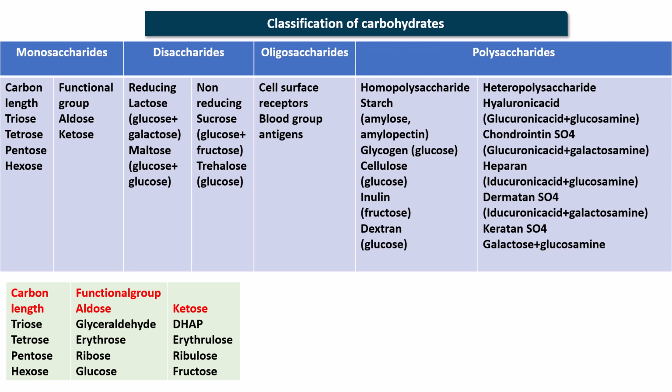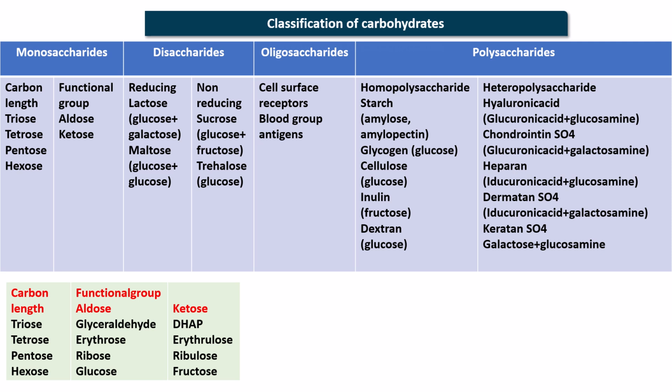Next is dextran made up of glucose with alpha 1,4, 1,3 and 1,6 linkages, and these dextrans are used as plasma volume expanders, and they are used in the treatment of shock. Coming to heteropolysaccharides, which contain different monomeric units. The examples include the mucopolysaccharides, also called glycosaminoglycans, which contain repeating units of disaccharides.